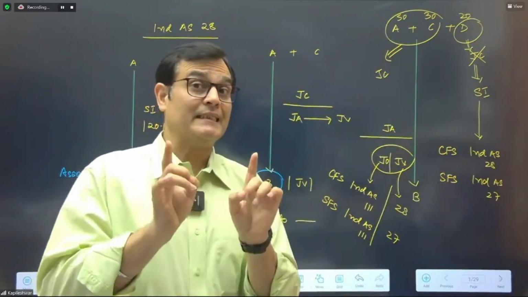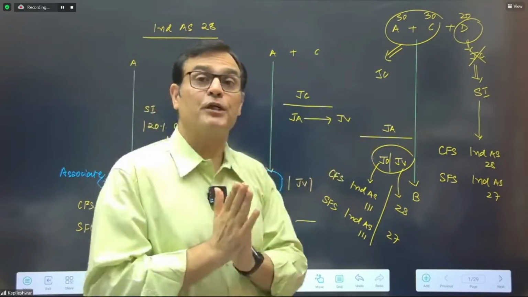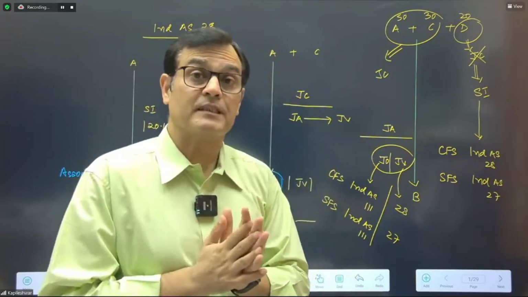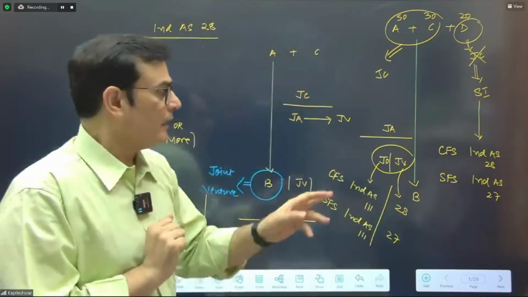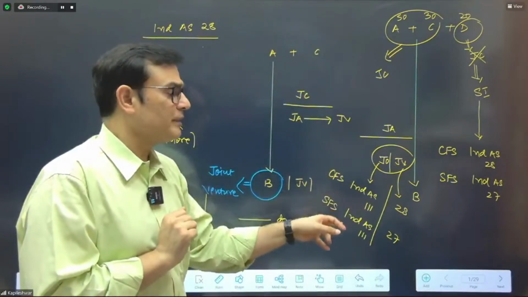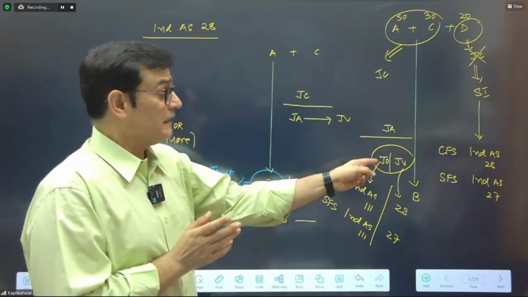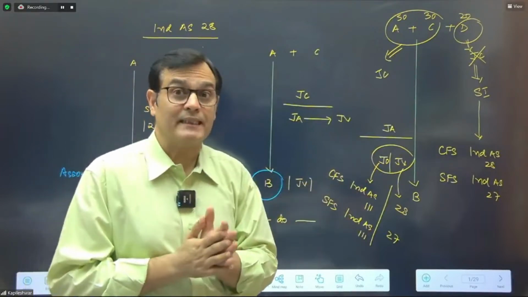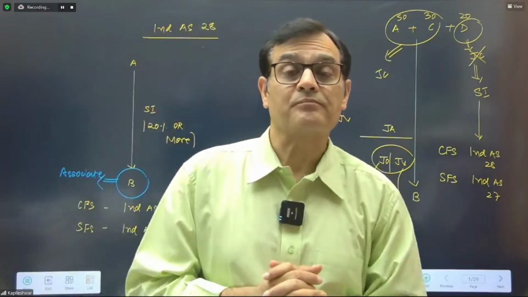But as far as A and C is concerned, it depends upon whether the arrangement is a JO or a JV. If it is a JO, then in this particular case, A and C would apply 111 for both consolidation and separate financials. And if it turns out to be a JV, then they would apply Ind AS 28 as well as Ind AS 27. I guess I am pretty clear.